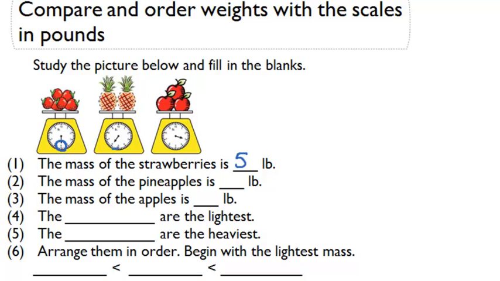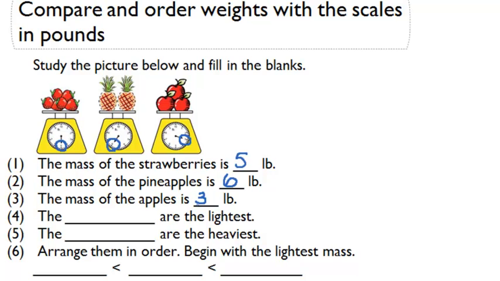The line for the pineapple is pointing to 6 pounds. So the pineapples are 6 pounds. And the line on the apples is pointing to 3 pounds. So the mass of the apples is 3 pounds.